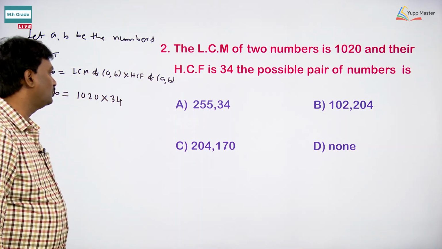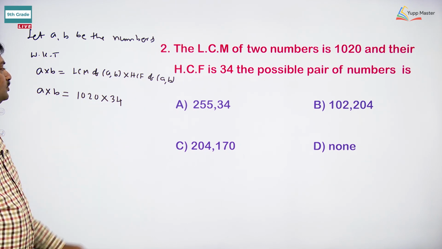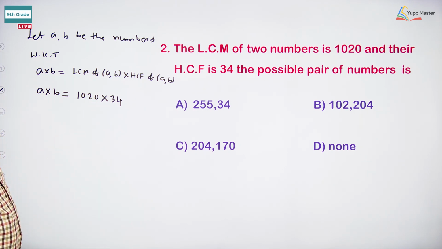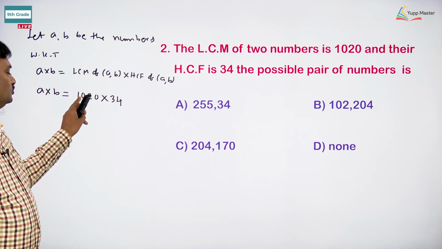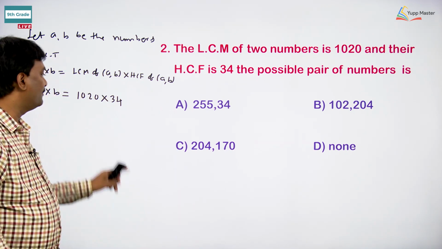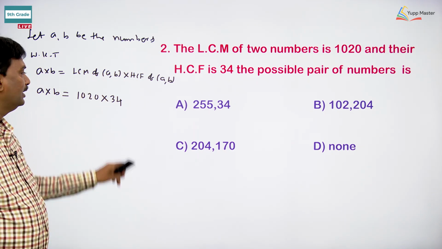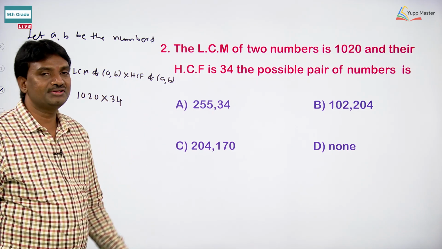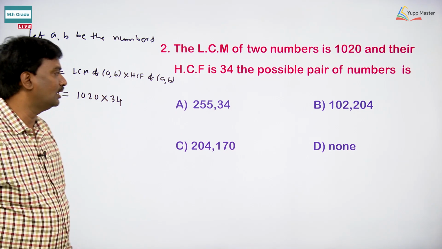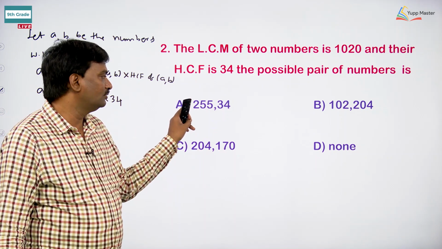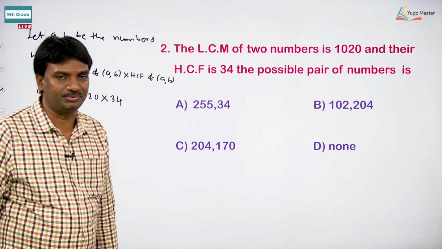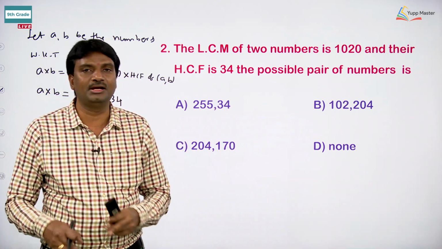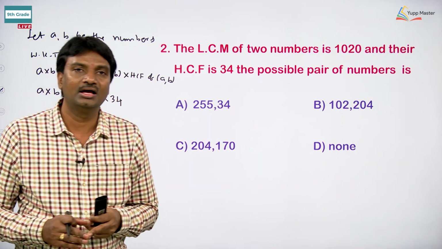By observing the options, we have 255, 34, next 102, 204, next 204, 170, and option D is none of these. If you multiply 1020 by 34, you will get some value. Next, let us consider the options. If you multiply the two numbers in option A and get the same value, then we can take option A as the correct option. Otherwise, we go through option B, then C, and option D is none of these.